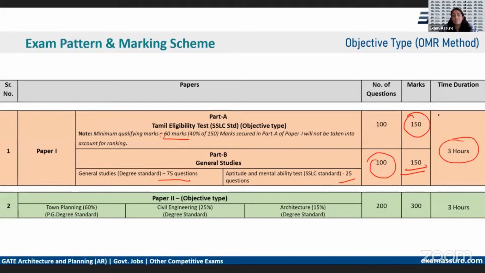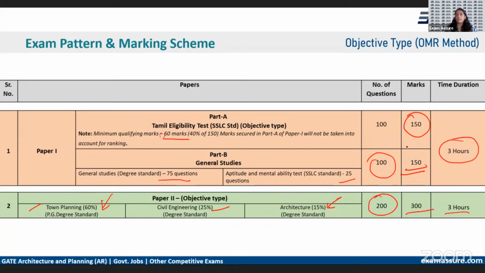Coming to paper 2, they have clearly mentioned how much weightage they are going to give to which topic. For town planning, you have 60% weightage, 25% weightage for civil engineering, and 15% weightage for architecture related questions. Like I mentioned earlier, town planning is going to be of post-graduation level difficulty. Your civil engineering is going to be of degree standard level difficulty, and architecture is also going to be of degree standard level difficulty. Here you are going to have 200 questions, of 300 marks and a total of 3 hours.